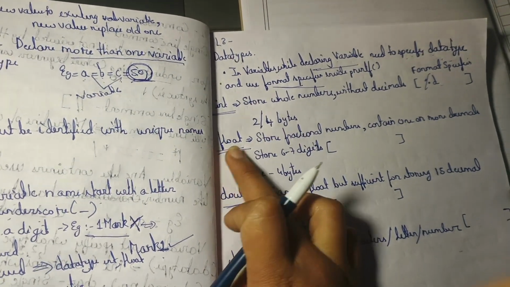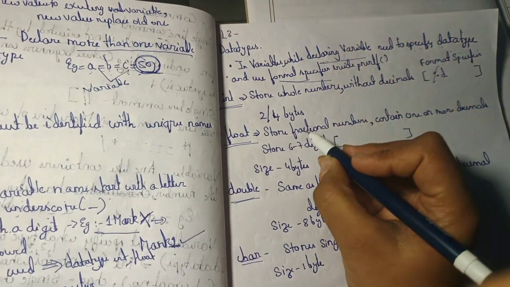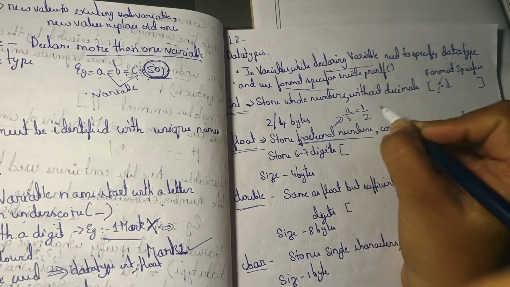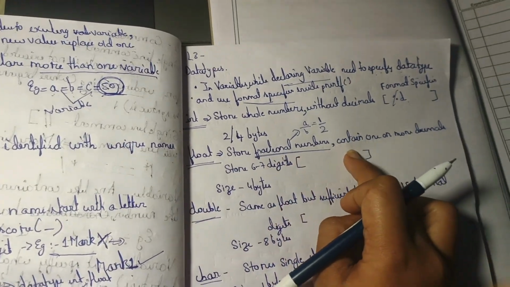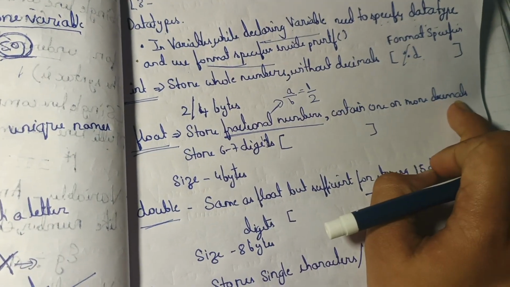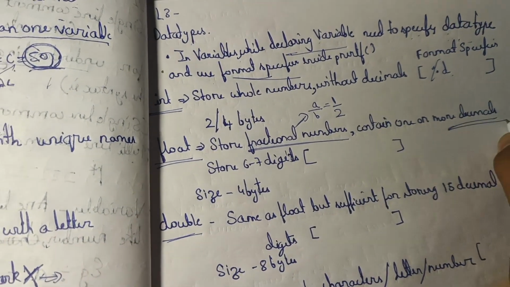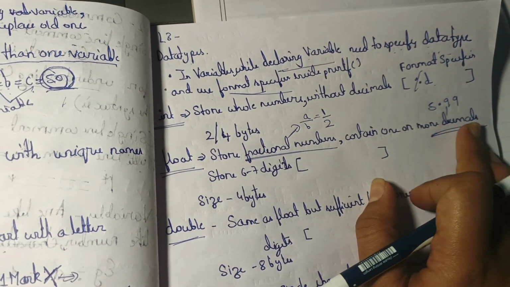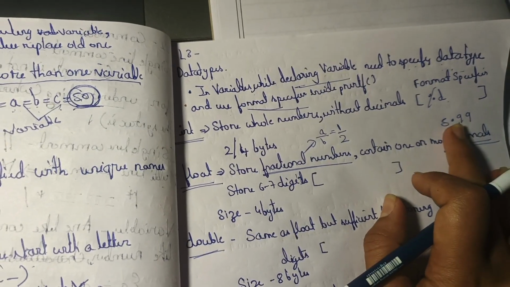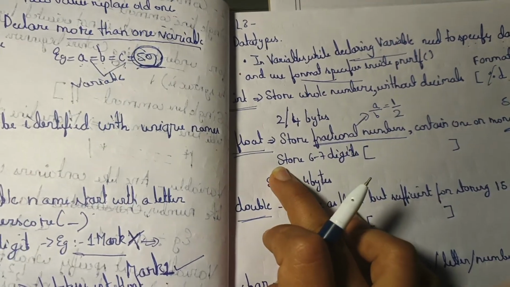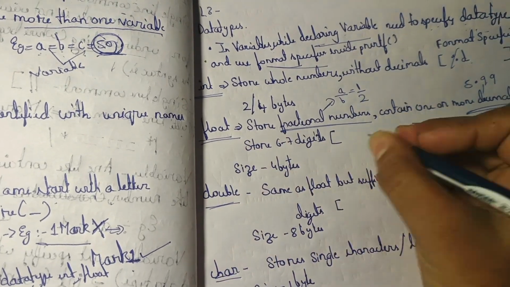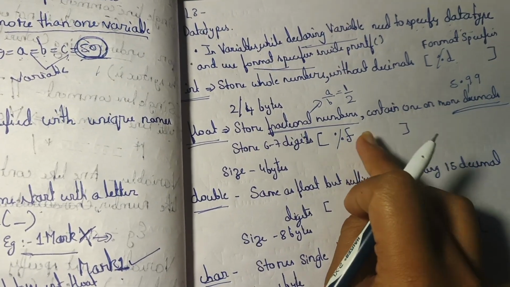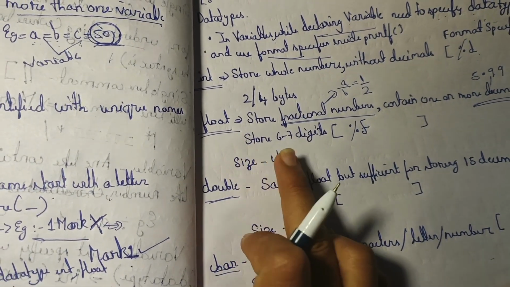When you come to float, it is used to store fractional numbers. A fractional number is like A by B, that means 1 by 2. It can store fractional numbers and also contain one or more decimal numbers. As I said in the last class, decimal numbers look like 5.99. It can store up to 6 to 7 digits. When you want to print float values, you have to use the format specifier %f. And the size of float is 4 bytes.